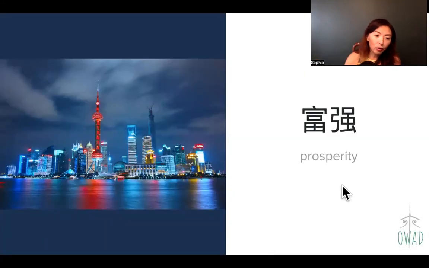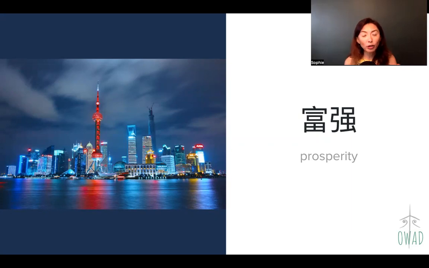This is the Google Translate definition, prosperity. But I think prosperity kind of implies that you are an economically well-to-do country. By the way, this is Shanghai. If you want to show one frame of picture of the accomplishment of China's economic boom in the past 4 decades, basically, this is the picture.